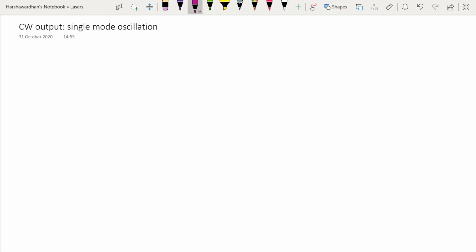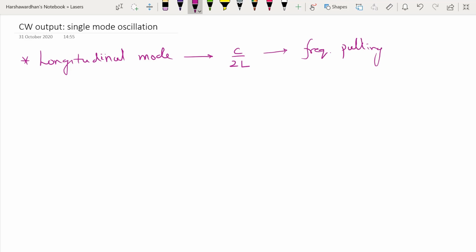So let's just briefly look at the concepts that I require, which you already know of. We talked about longitudinal modes, and this is what I mean by picking up a specific single mode oscillation. By that I mean picking up a specific longitudinal mode for oscillation. You remember that there are multiple modes which are possible. C by 2L was the separation between modes, but of course we looked at the notions of frequency pulling that led to a slight decrease in the separation between the modes. But then there are multiple modes available, and how does one choose a single mode out of these?